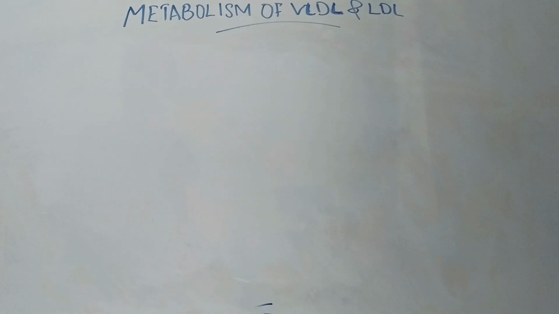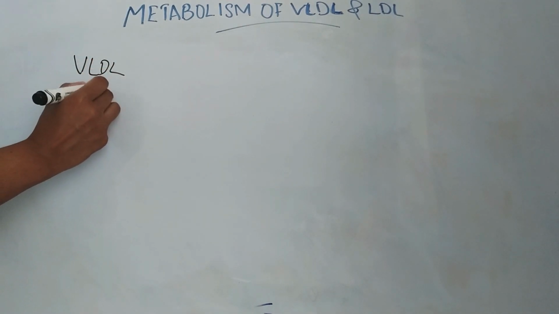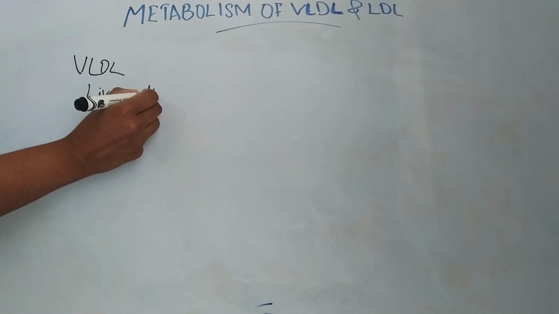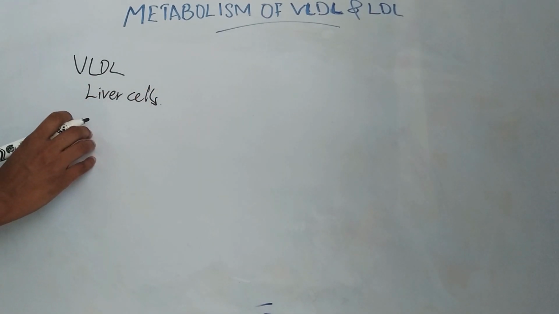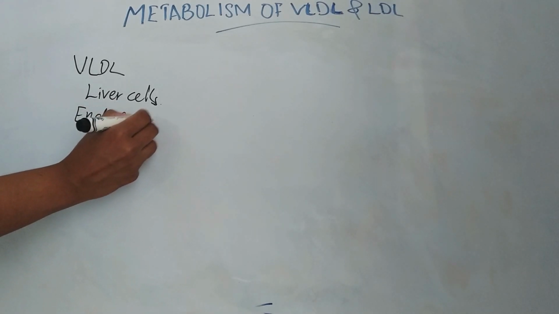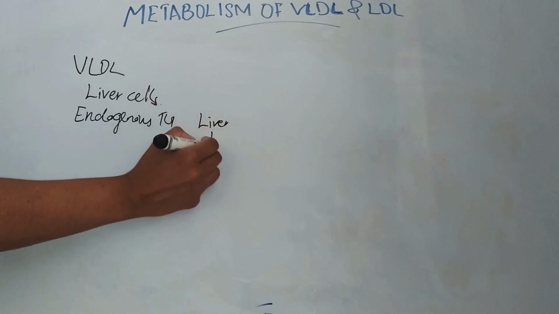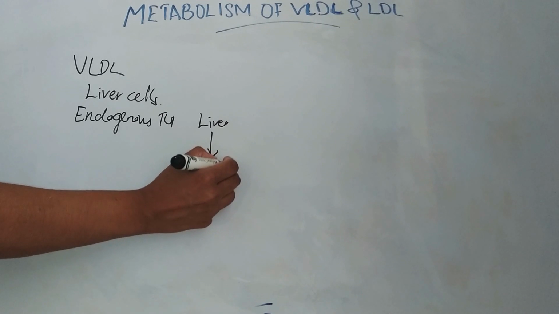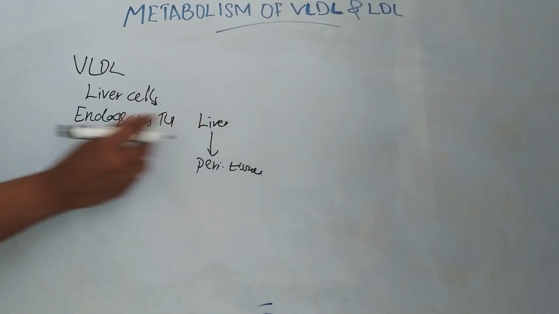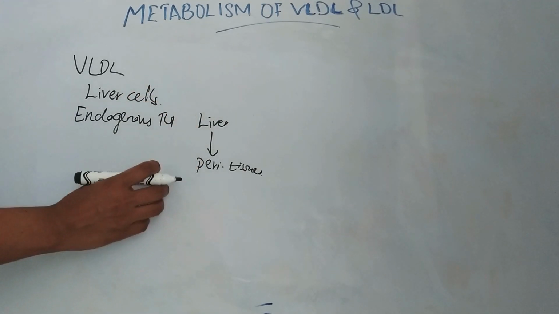Hello everyone, today we will discuss the metabolism of VLDL and LDL. VLDL is a lipoprotein that is synthesized in the liver cells. Its main function is to transport endogenous triacylglycerol or triglyceride from liver to peripheral tissues. That is the main function of VLDL.